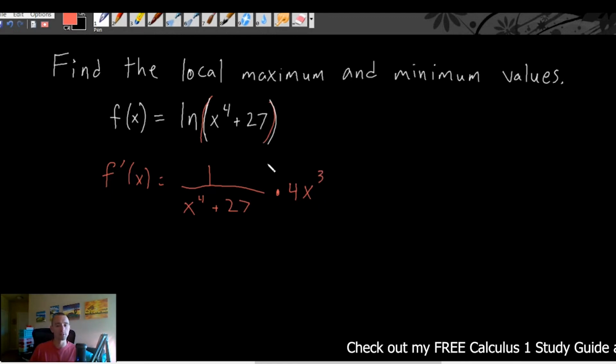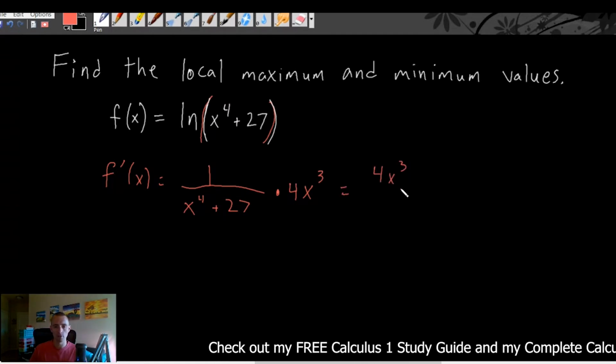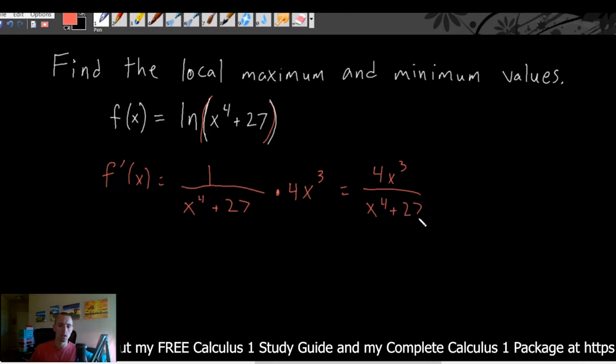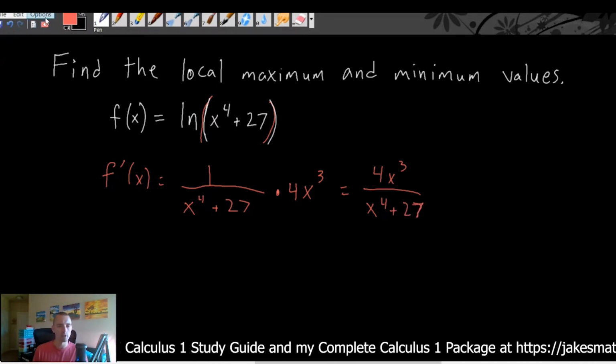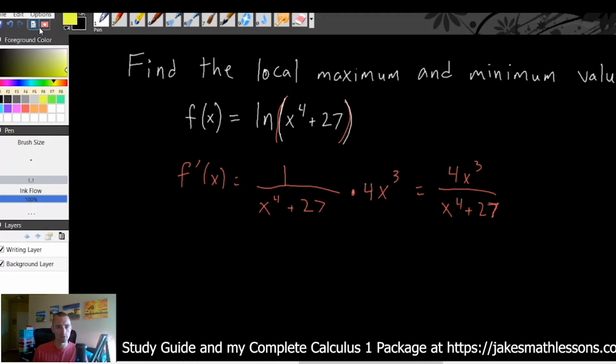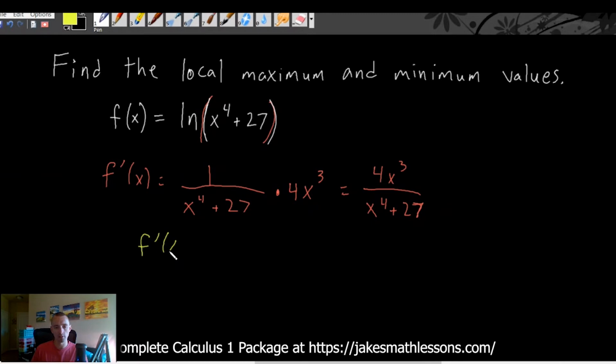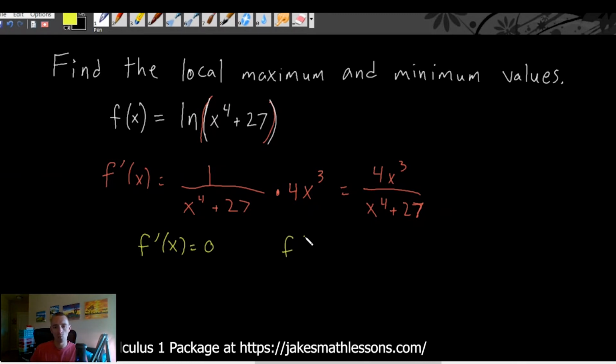The derivative of a constant is 0. So our derivative is going to be 4x to the third over x to the fourth plus 27. Okay, once you find your derivative, the next thing you need to do in order to find critical numbers is to figure out where f prime of x equals 0 and where f prime of x does not exist.